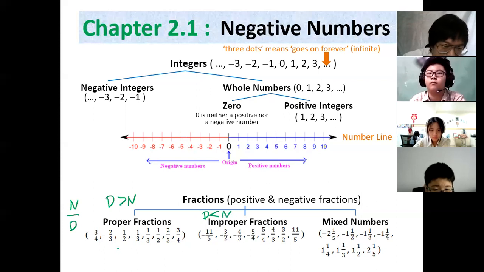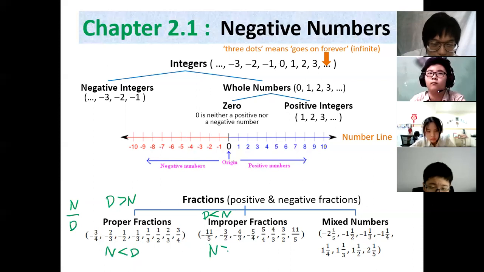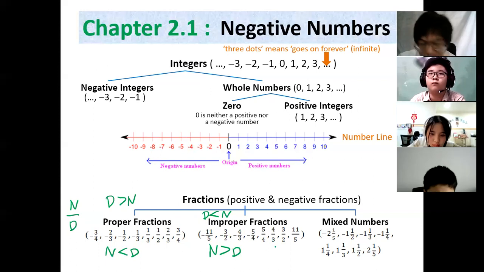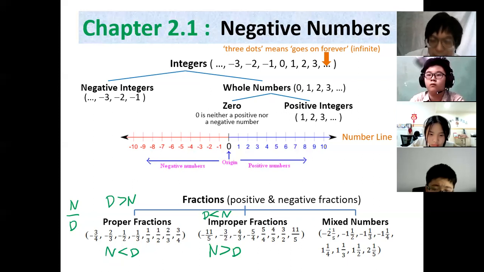Improper fraction is when the denominator is less than the numerator. You can look at it in different ways, it's the same: numerator more than denominator. See the numbers 11 over 5, 3 over 2, 4 over 3 inside the negative. So you have to put out the negative first. 5, 4. And in this case, we can change into the mixed number. A mixed number is mixing between fractions and whole numbers, right? And then integers.